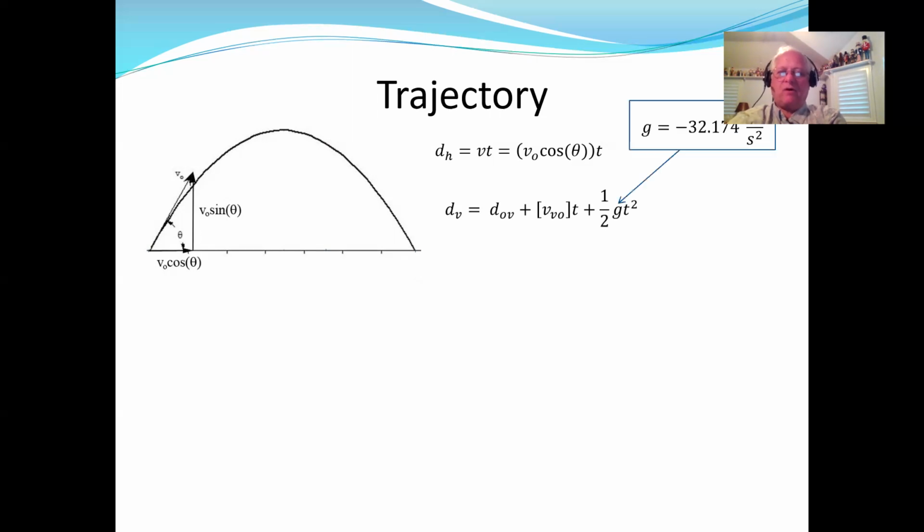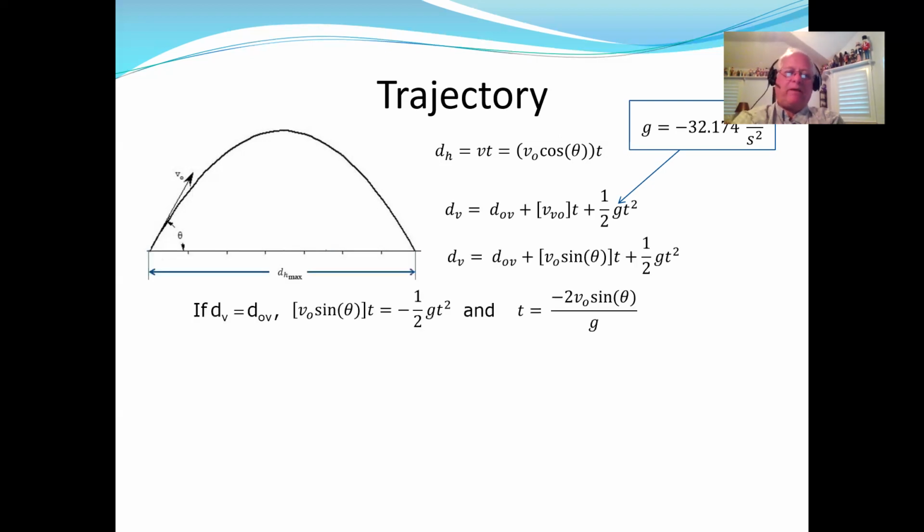So that's that part. Again, g is my acceleration due to gravity. I have that term given. So one of the things we can do is calculate the maximum distance, that's the horizontal distance traveled. You can look at my little graphics, my dh max.